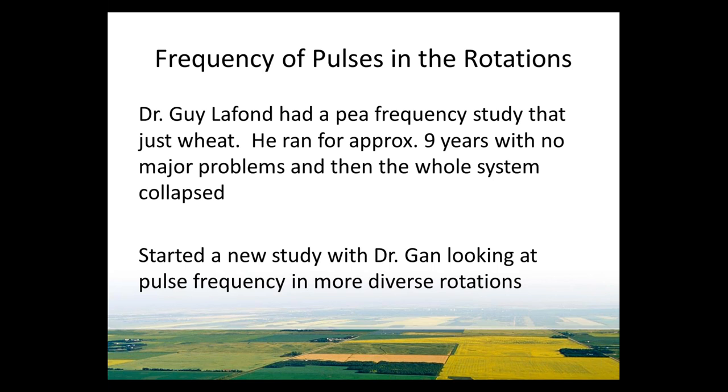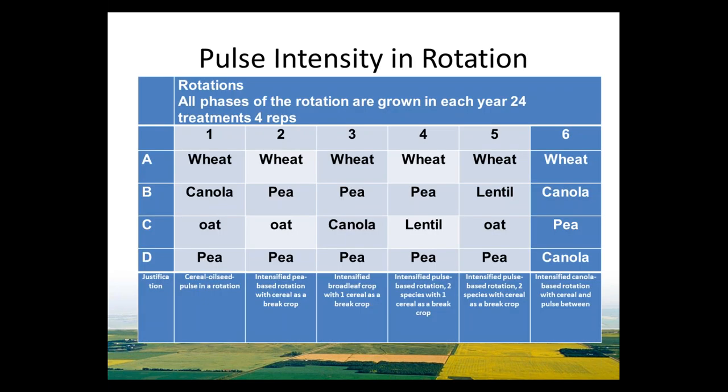And I started a new study with Dr. Gan, who's at Swift Current, looking at pulse frequency in more diverse rotations than Dr. Lafond had. And just as we got this study going, we found out that the reason the study Dr. Lafond ran collapsed was Aphanomyces. We had a good strong idea it was root disease, but Aphanomyces had finally established in that field and had taken over. And so it's kind of silly in one respect to be running a trial with this intensity of pulses in it. On the other hand, I didn't know at the time about what the disease complex was.